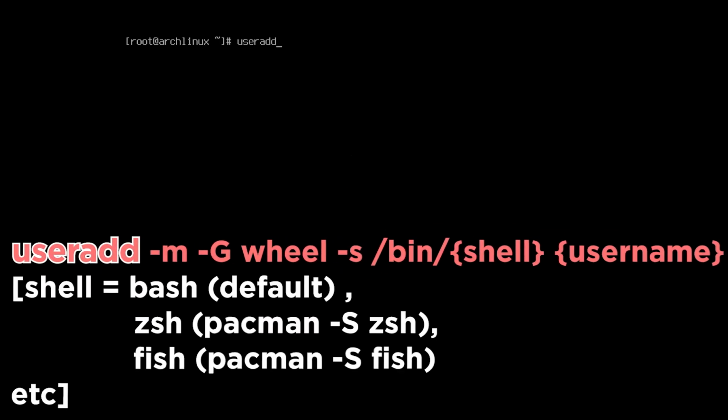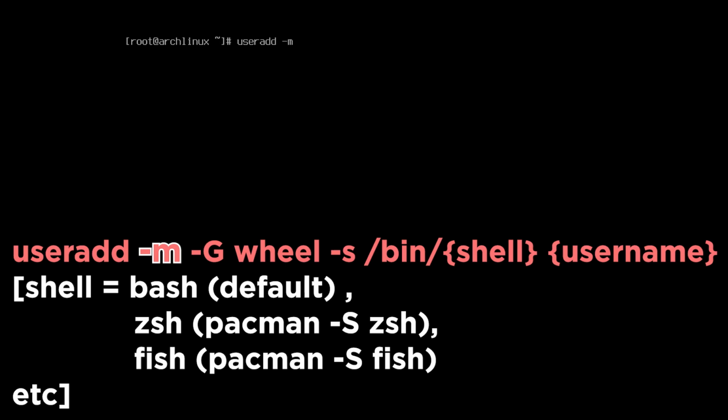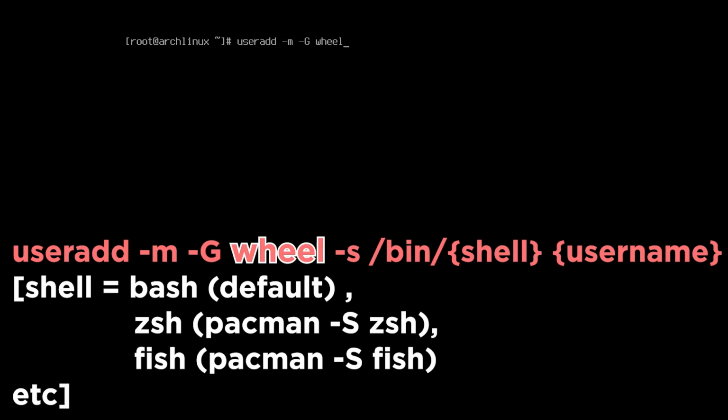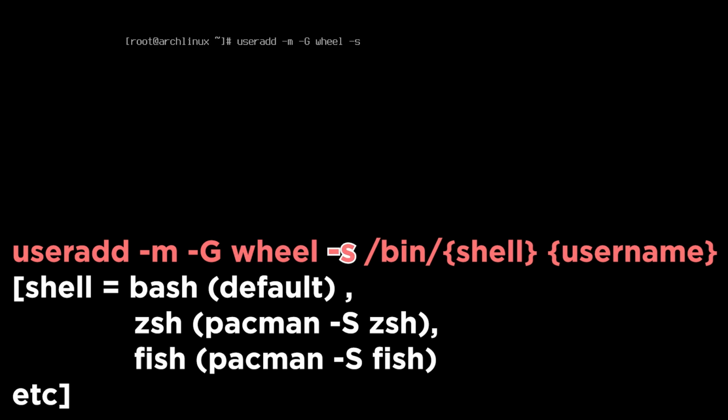I'm calling mine Tarzo. You use whatever you want. So first we do useradd, obviously, and then -m. What -m does is create a home directory for our username. Then we're doing -g, so basically what group we want this user to be in, and the main group we want it to be in is the wheel group. I'll tell you why this is important in a bit, but just know we want the user in the wheel group. And then -s is our shell.